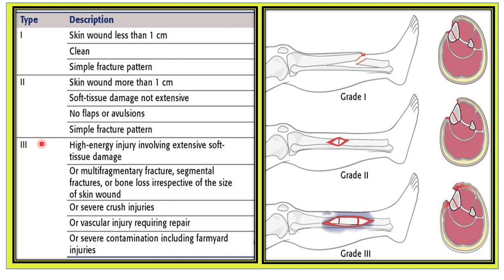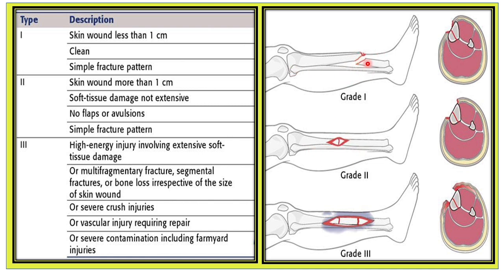And next, grade or type 3 is a high energy injury involving extensive soft tissue damage, multifragmentary fractures, segmental fractures or bone loss, irrespective of the size of the skin wound. It occurs due to severe crush injuries, and if there is a vascular injury, that would require a repair, along with severe contamination including farmyard injuries. So this is a severe high velocity trauma. This is a moderate to high velocity trauma, and this is a low energy or low impact trauma, grade type 1. So this is the diagrammatic representation of grade 1, and this is grade 2.